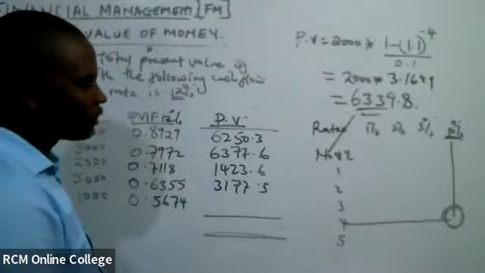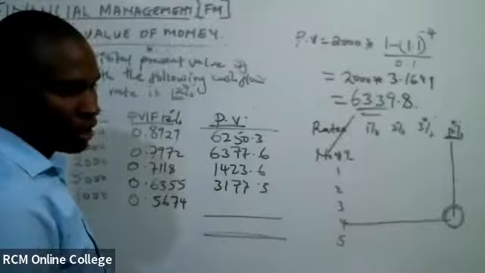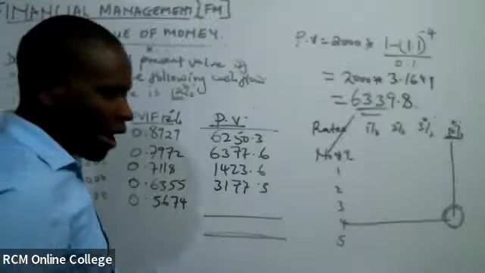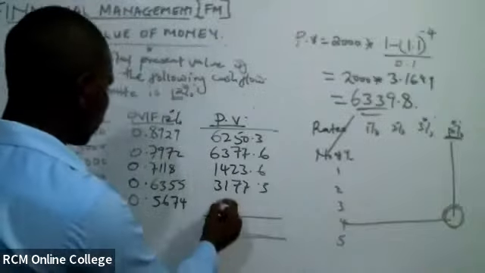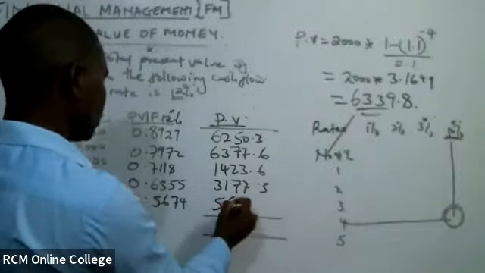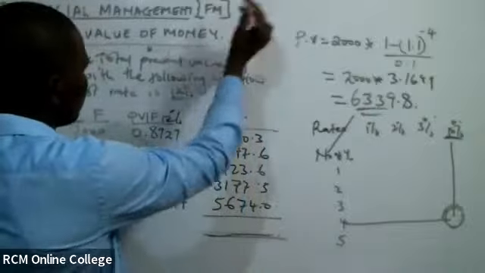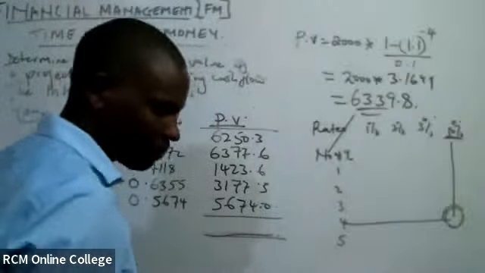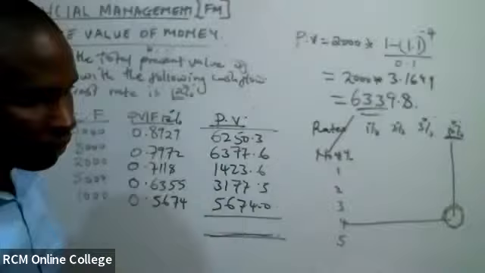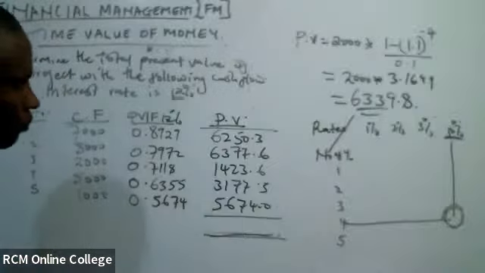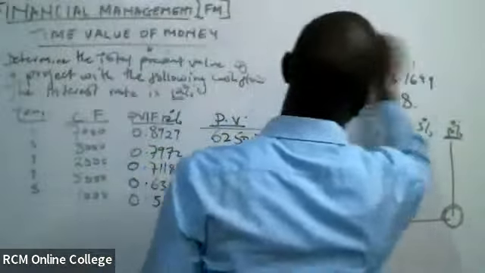Asante. Nipatie ya mwisho tukisonga. 5674. 5674.0. Give me the total. They wanted the total present value. Na chapa yote. Unaongeza yote. Total. Ni ngapi pale?